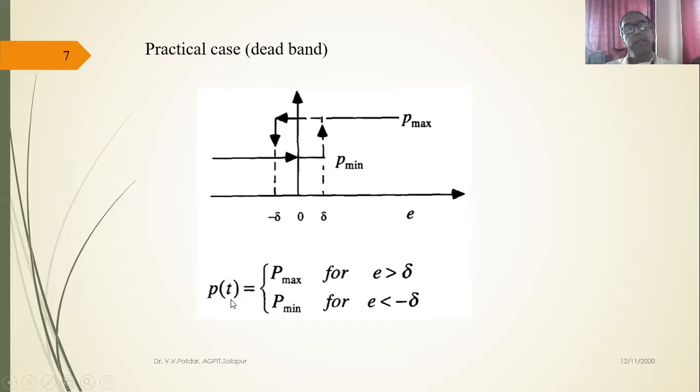Mathematically, the controller output gives me on, or P max, for E greater than plus delta. Instead of the earlier ideal case, where E was greater than 0, it will be switching on at E greater than delta value. It will be switched off, P minimum, for E less than minus delta value. Right? This is how mathematically we represent a practical on-off controller. Let us see the continuous control mode now, the proportional control mode.